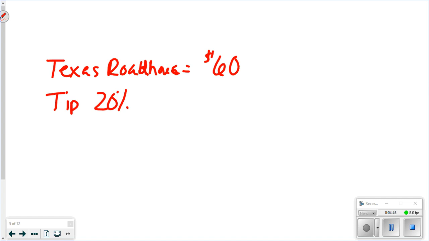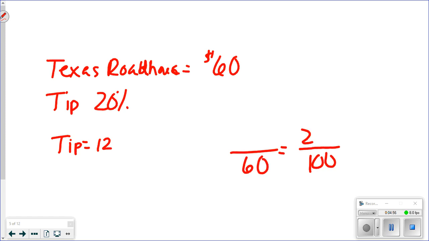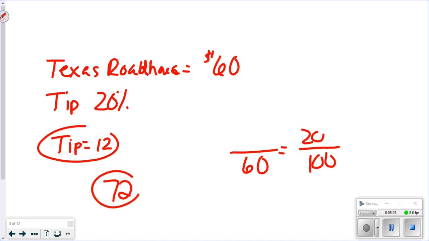Move the decimal over one space to get 10%, then double it, so I know that my tip is going to be $12. And if you can't remember that, you can still do your proportion, you can still do your percent, and it's still going to give you $12. And if you want to figure out how much your meal is going to be total, it's going to be $72, because you're going to pay that tip plus that bill for that Texas Roadhouse.